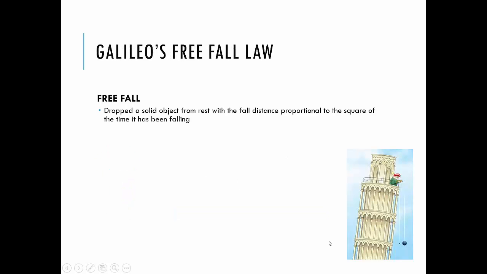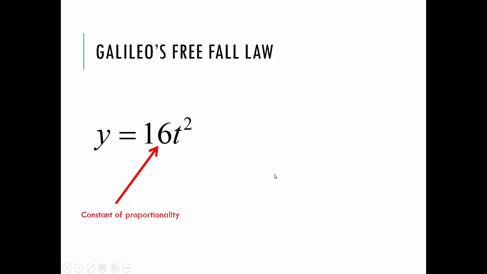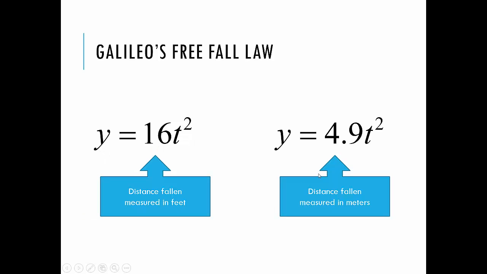Every single calculus book you pick up is going to talk about Galileo's free fall law, where Galileo dropped a solid object from rest. So he's up here on top of the Tower of Pisa, with the fall distance proportional to the square of the time it has been falling. So if we let y equal distance fallen in feet after t seconds, Galileo came up with this equation. Not a big deal. It just says if I have a particular time, I can get the distance that an object has fallen.